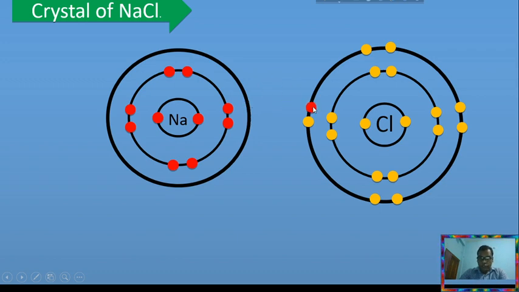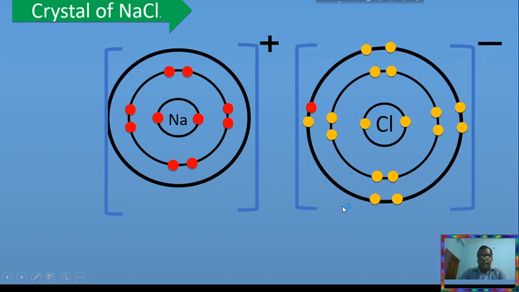Sodium donates this electron to chlorine, and sodium will be converted to a positively charged ion or cation. Hence, this chlorine has received this electron from sodium. This chlorine will be converted to a negatively charged ion or anion. This positive charge and negative charge bond to each other and create a bond, and the name of this bond is ionic bond, and they produce the sodium chloride compound.